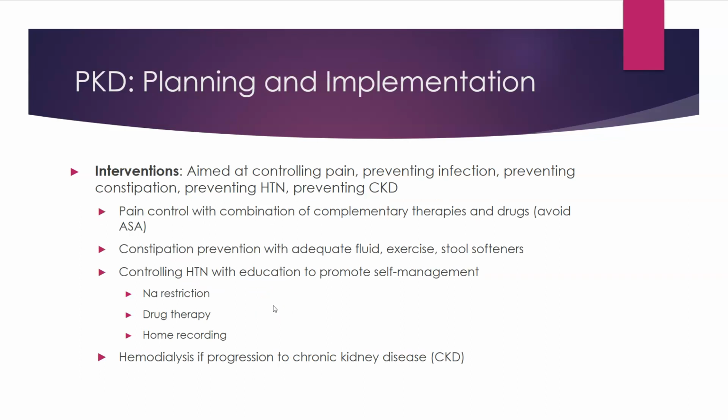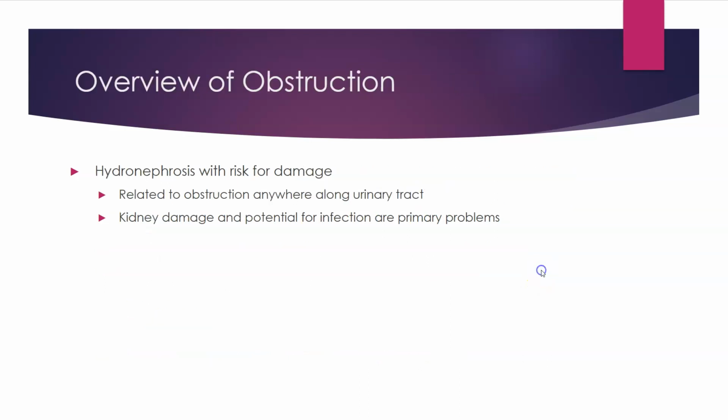Interventions, we're looking at trying to do pain control with this as much as possible. We do want to avoid some of the meds like NSAIDs and ASA because of the nephrotoxic capabilities of this. Aspirin's also got the bleeding component of this that we really want to be careful with. Constipation, so trying to prevent constipation with stool softeners, increased fiber, increased fluids. Controlling hypertension with sodium restriction, drug therapy, and some home recording related to monitoring blood pressures. Finally, hemodialysis if it progresses into chronic kidney disease, which we talk about in a different presentation.